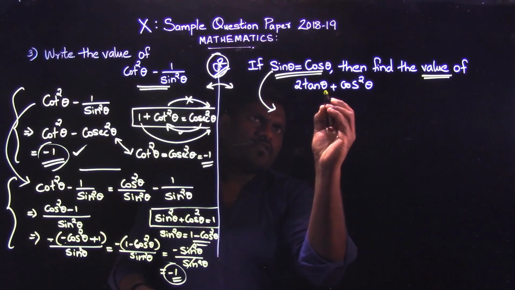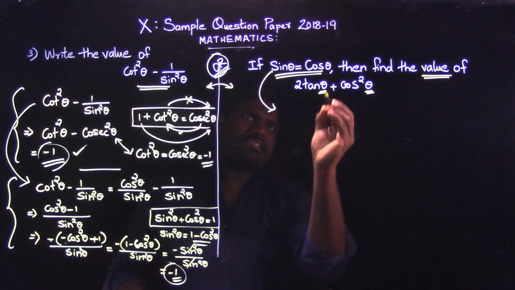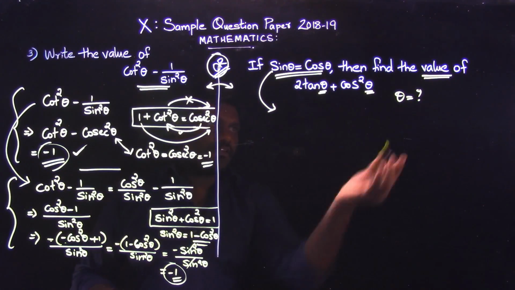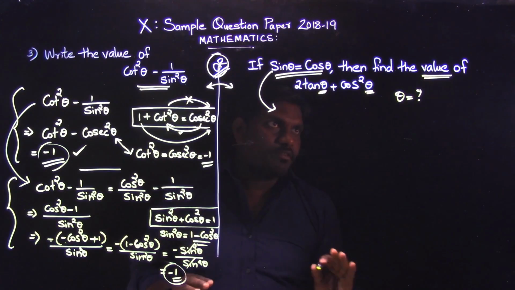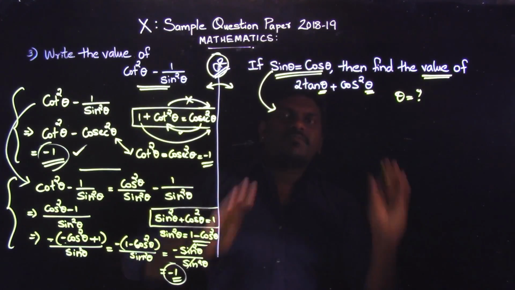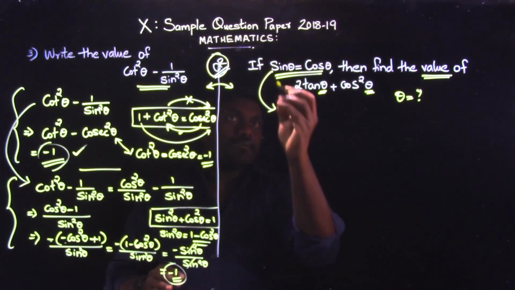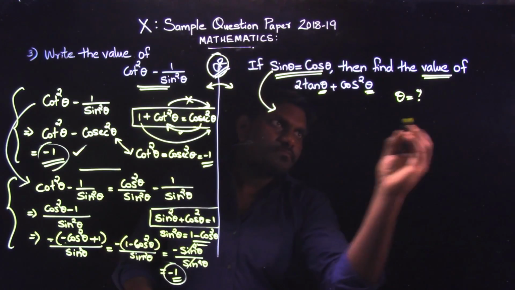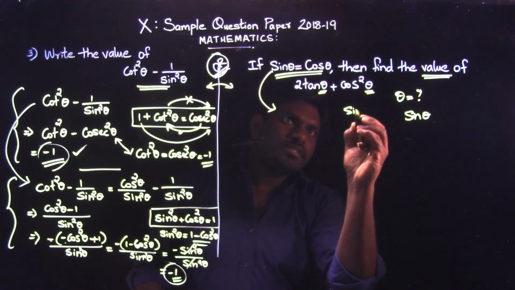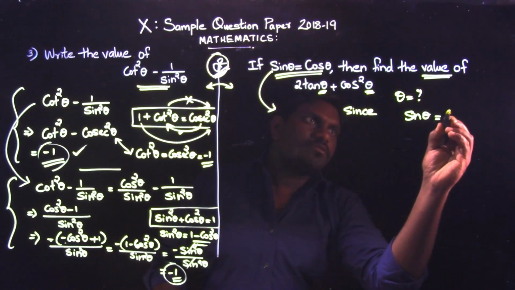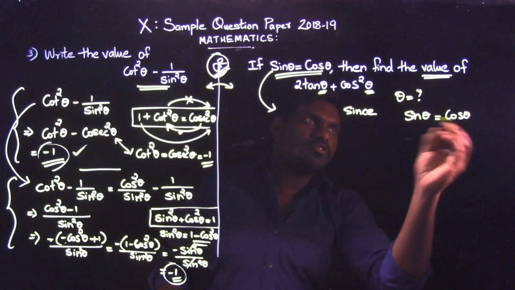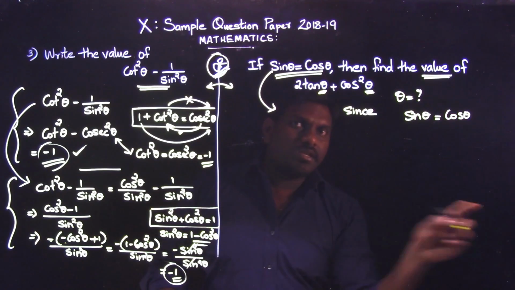For finding the value of this one, the missing thing is theta. I don't know what theta is, I have no clue. If I know it's 30, 45 or 60, I can substitute over there and get the value very easily. But you have to find the theta. How? You know that sine theta is equal to cos theta. When sine theta is equal to cos theta, you check the values in the tables you have.